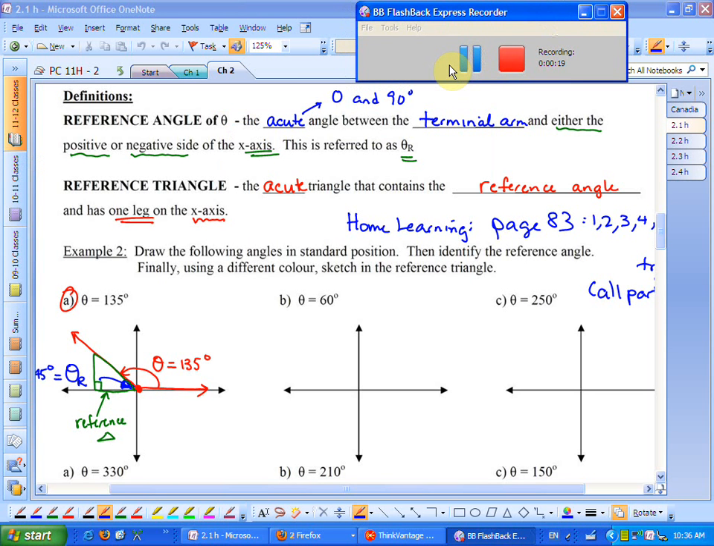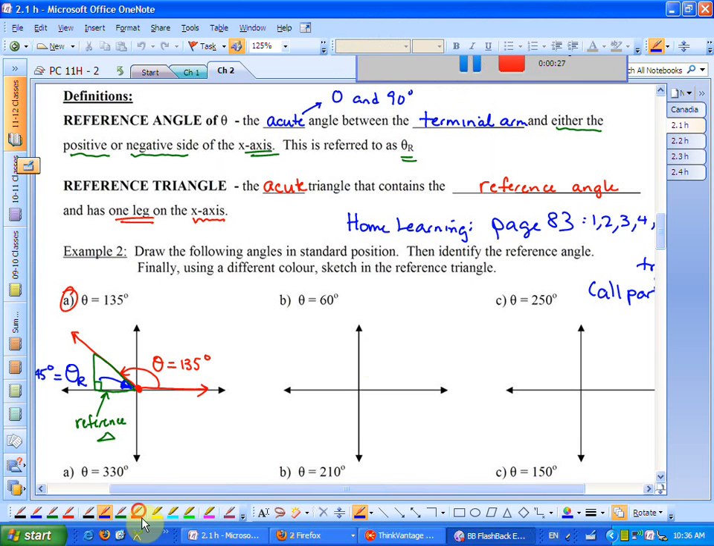So let's do part B and C together, and I'll let you try the ones underneath on your own. Okay? So let's take a look at part B. I'm going to ask you to first draw the angle in standard position. So here we go. Of course, you always start on the initial arm.